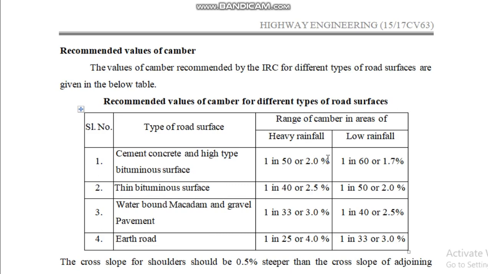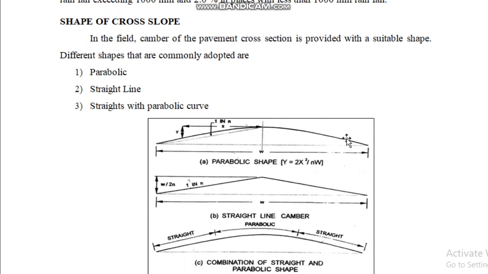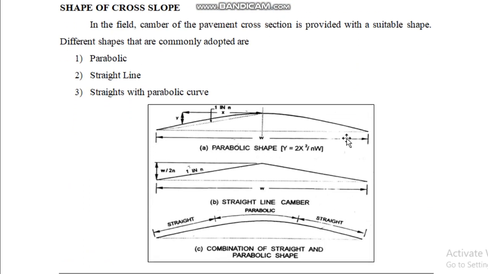Now, how exactly, in what way can they be constructed on site? What are the different shapes of this cross slope? It can be parabolic, it can be straight, or it can be a combination of both straight and parabolic. In the first figure A, you can see the complete camber is provided in both directions by providing maximum value at the center of the highway section. Maximum camber is provided, and slowly that cross-sectional slope is provided to the edges. So that is in a parabolic fashion.